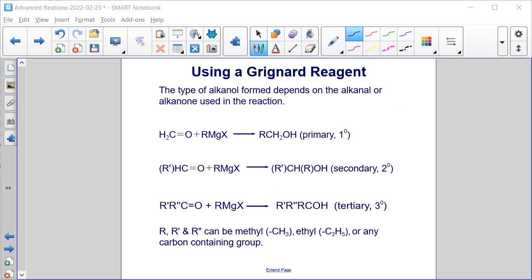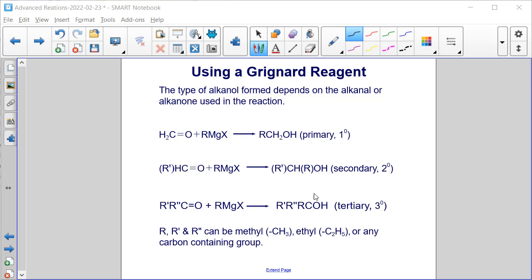Okay, when you use a Grignard reagent, the type of alkanol formed depends on the alkanal or alkanone used in the reaction. So let's take a look at this. In this case, the double bonded oxygen carbon, the carbon is bonded to 2 hydrogens. When it reacts with the Grignard reagent, which is symbolized here, we get carbon bonded to the R group, still to the 2 hydrogens, and then single bonded to OH. This is a primary alkanol.